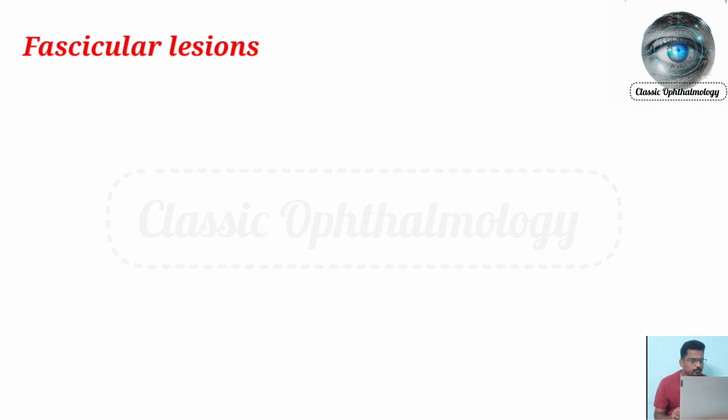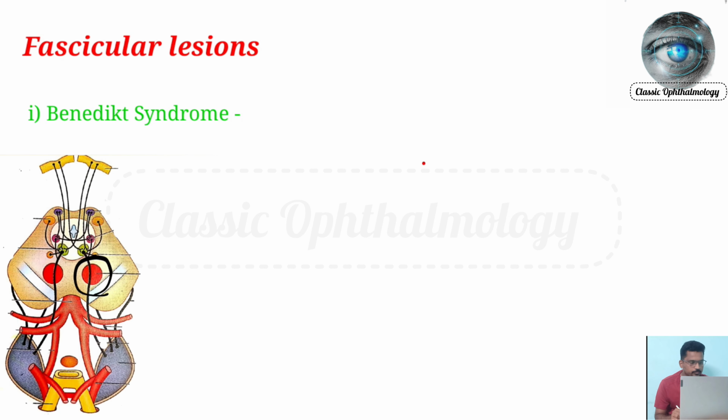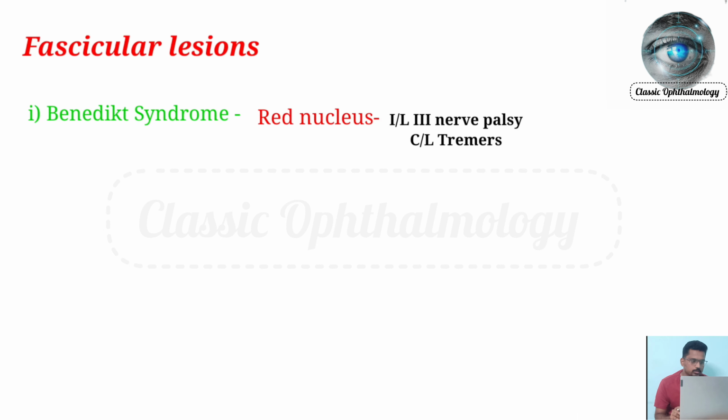Now the first one is Benedict syndrome. This is the red nucleus, and a lesion in the red nucleus associated with third nerve palsy causes contralateral tremors. It is called Benedict syndrome. So ipsilateral third nerve palsy with contralateral tremor is suggestive of involvement of the red nucleus.